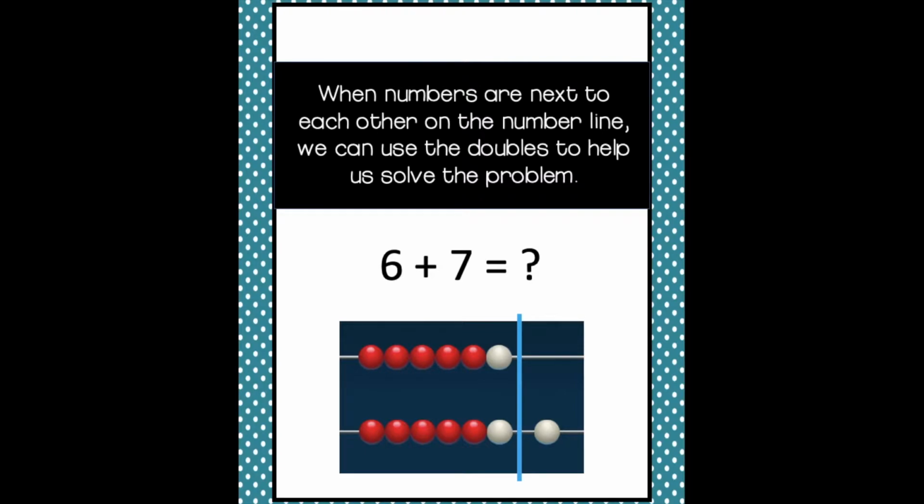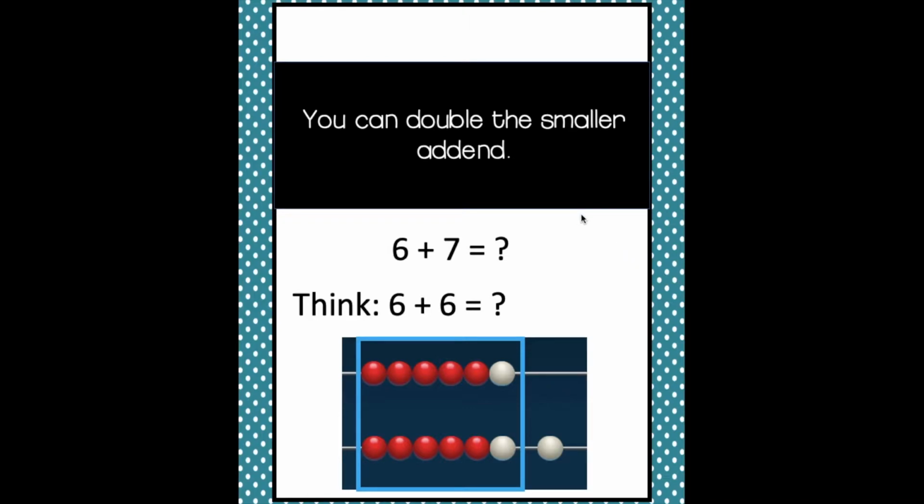the problem. So in this example, 6 plus 7, we're going to be able to use doubles that we already know. You can double the smaller addend. So this and this, those are the addends. This one is the smaller addend, so we're going to double 6.